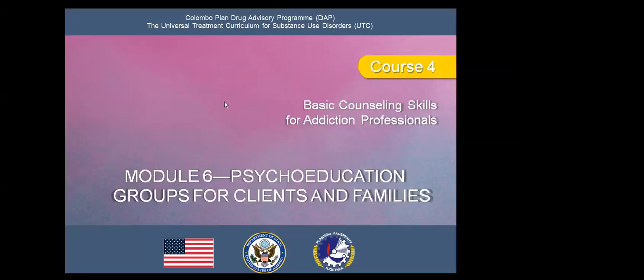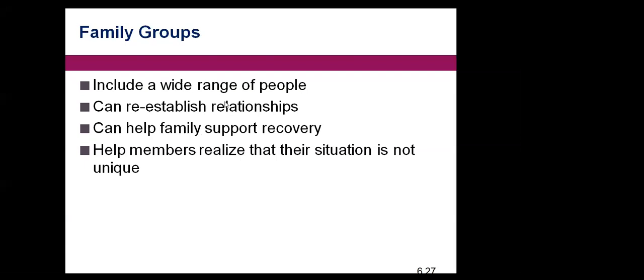We'll go to family groups. When we talk about family, it includes a wide range of people. We don't just mean a nuclear family or extended family, but it can include romantic partners, sponsors, close friends, or other significant others. So it's a wide range of people.